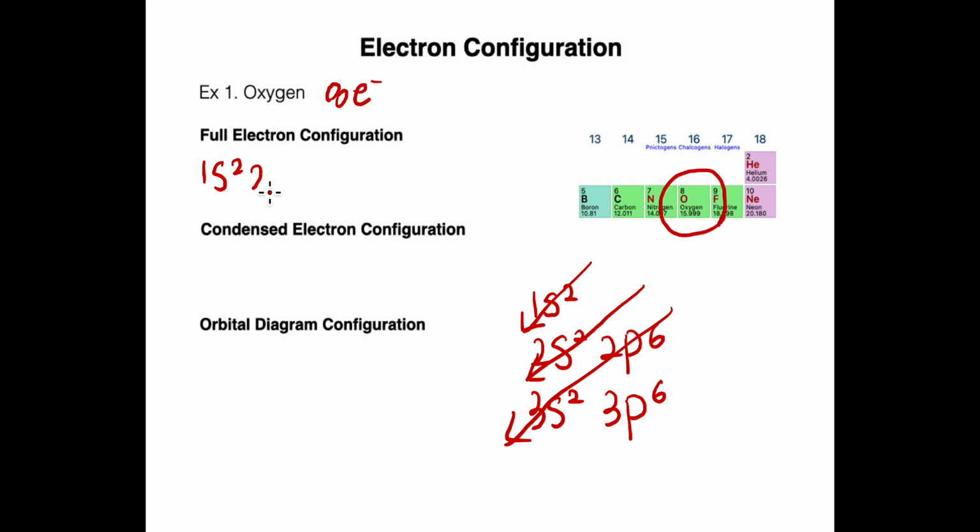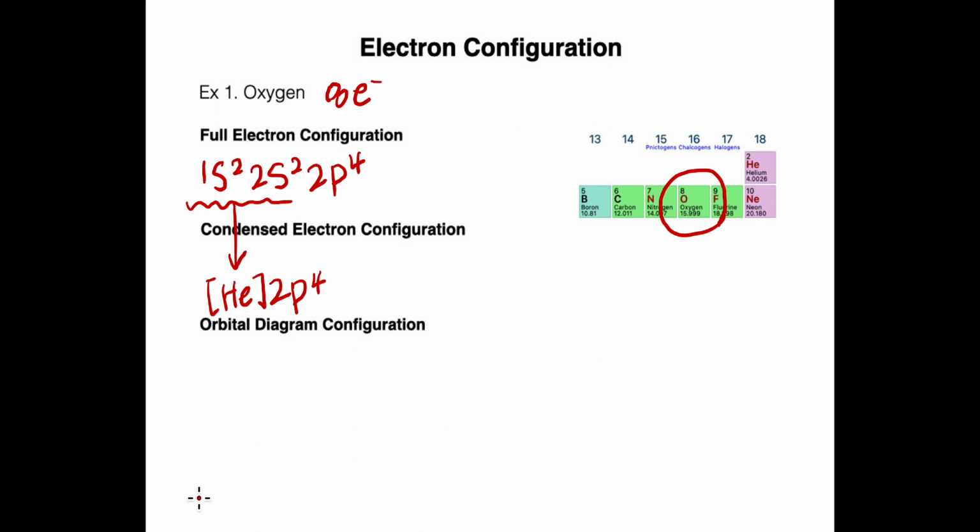The full electron configuration would be 1s2, 2s2, and 2p4. This is because there are 8 electrons that make up oxygen. 1s2, 2s2 is the electron configuration of helium, so we can condense this full electron configuration into brackets of helium and 2p4. For the orbital diagram configuration, you need to start off by drawing the different orbitals that are involved.